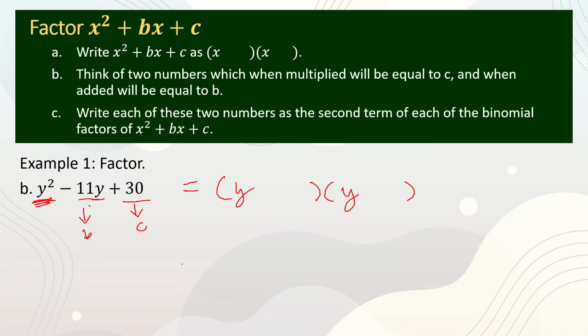We make sure that when we multiply them, it will result to our C. But when we add them, it will result to our B, which is 11. But take note, this is minus 11, so it must be negative 11 as well.